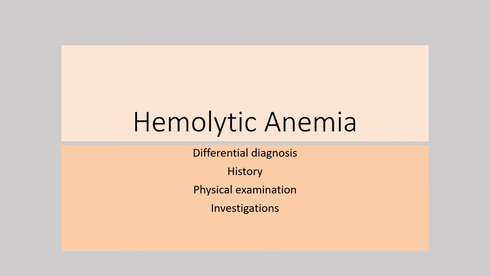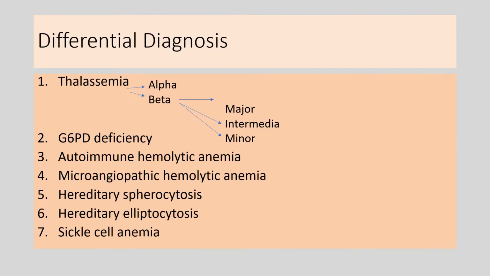Today we'll discuss hemolytic anemia: the differential diagnosis of hemolytic anemia, history taking, physical examination, and investigations. The differential diagnosis in hemolytic anemia includes thalassemia, G6PD deficiency, autoimmune hemolytic anemia, microangiopathic hemolytic anemia, hereditary spherocytosis and elliptocytosis, and sickle cell anemia.